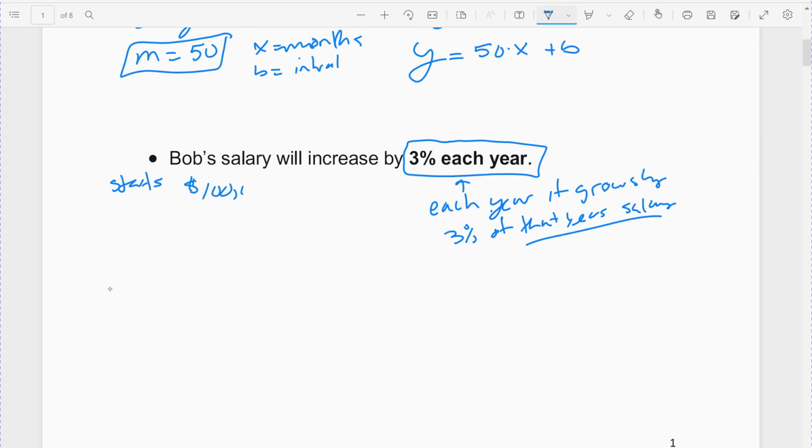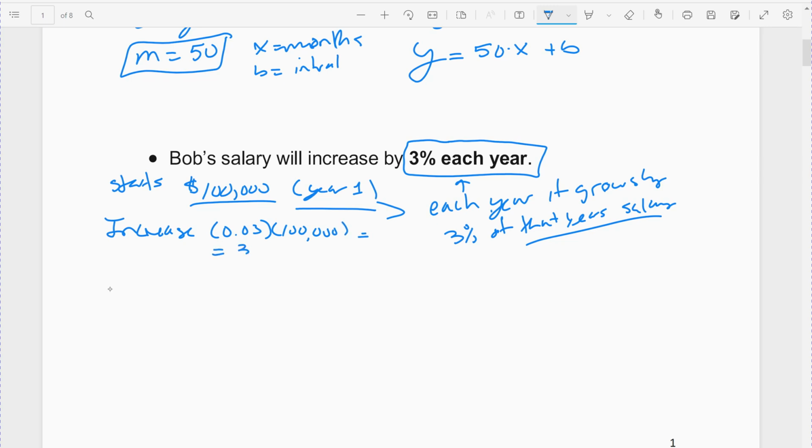at $100,000. That's what it started out at. So in year 1, he would get $100,000. At the end of year 1, he gets a 3% increase. So his increase would be 3% of that: you take 0.03 times 100,000, and he would increase his salary by $3,000 that year. And so the next year, his salary would be $103,000.